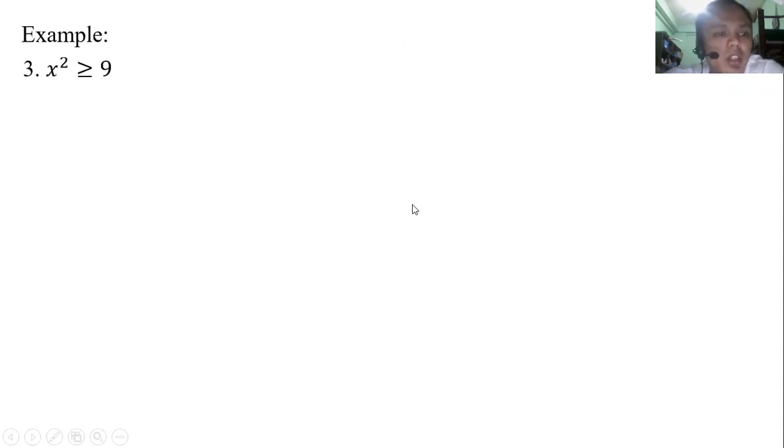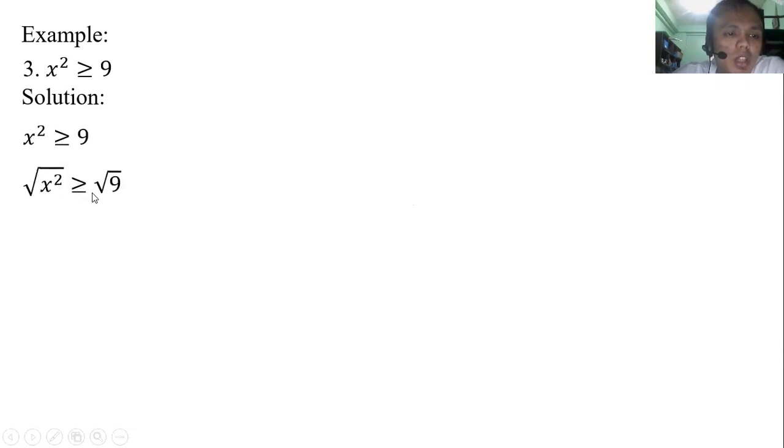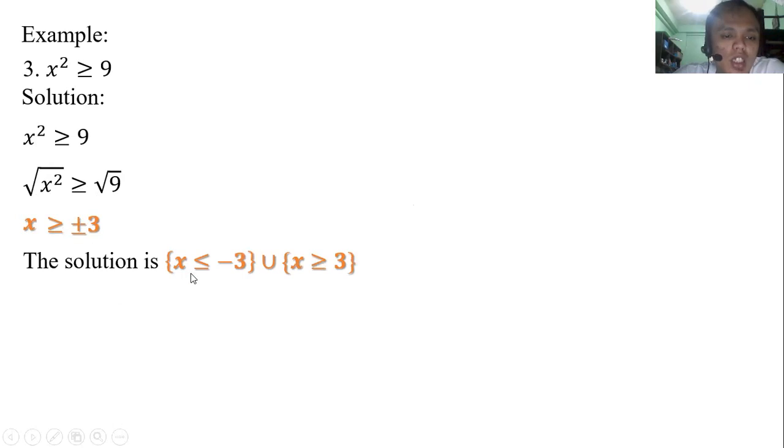Another one, we have x squared greater than or equal to 9. Here we cannot use the factoring method, but we can use the square root method. Get the square root of both sides. Square root of x squared greater than or equal to square root of 9. Square root of x squared is x. Square root of 9 is positive or negative 3. So x is greater than or equal to positive or negative 3. The solution set here is x is less than or equal to negative 3 union x greater than or equal to 3, because we are using greater than.